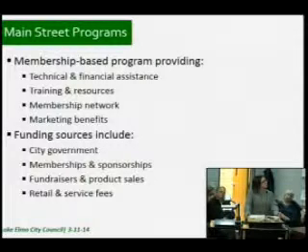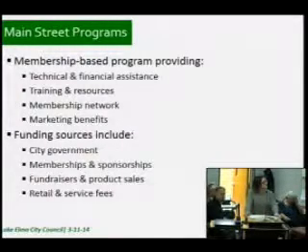And then funding sources for this would be the city government, memberships and sponsorships, so member dues of people involved with the Main Street program, fundraisers and product sales, so it could include events in the town that would raise funds for this. Product sales, that's like creating t-shirts and things that have the city branding on them that you would sell in local stores and shops.